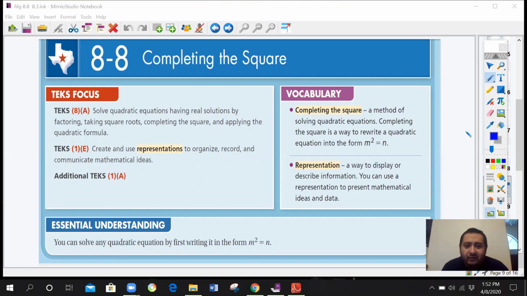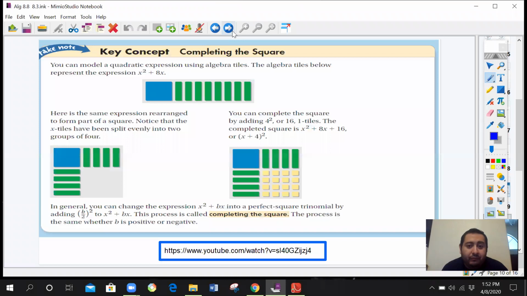Today we're going to be focusing on 8.8, completing the square. Your vocabulary words for today's lesson are completing the square and representation. Let's get right into completing the square.